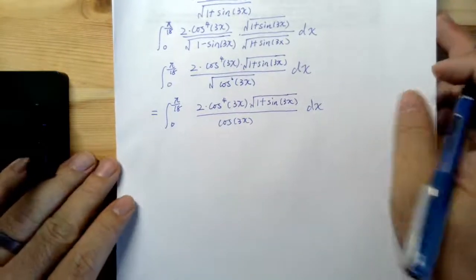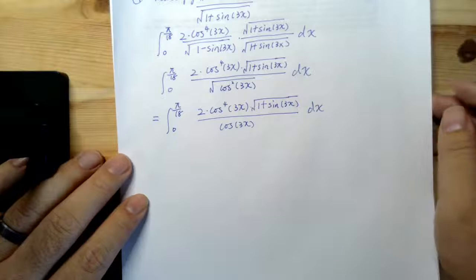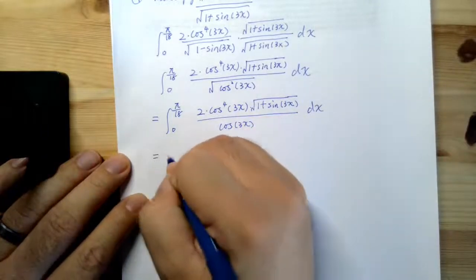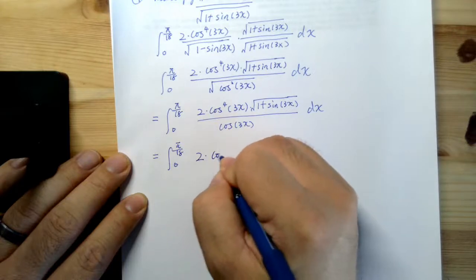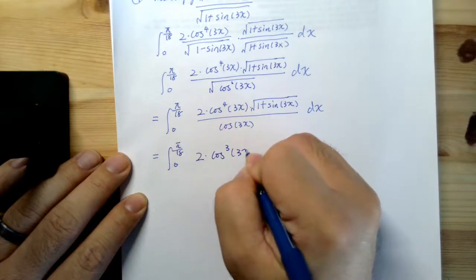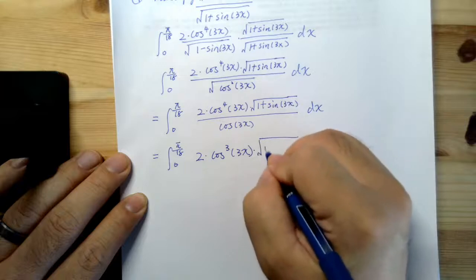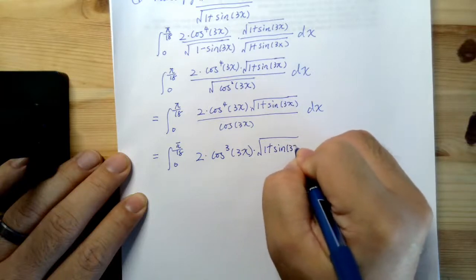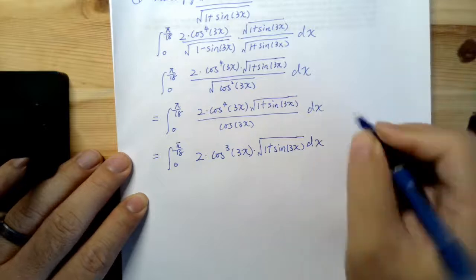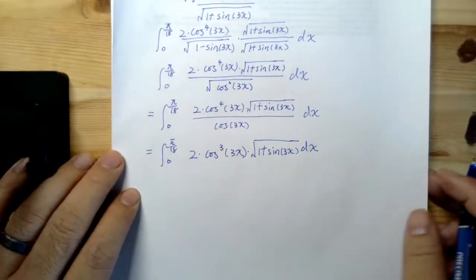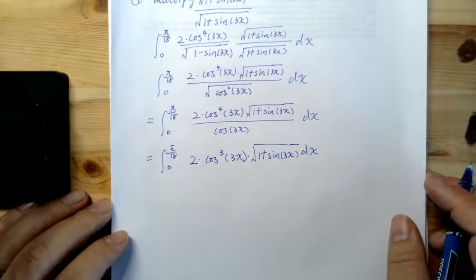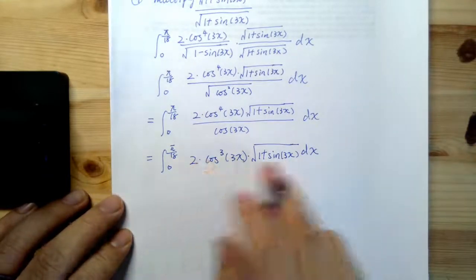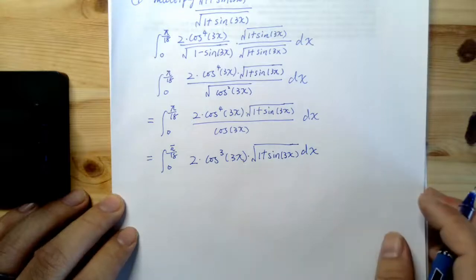Okay, and then after that, what should we do? Well, up to here, we got cosine cubed 3x times square root of 1 plus sine 3x dx. Okay, so this is so far what we can get. And this step is really important because it simplifies the integrand in a different way.